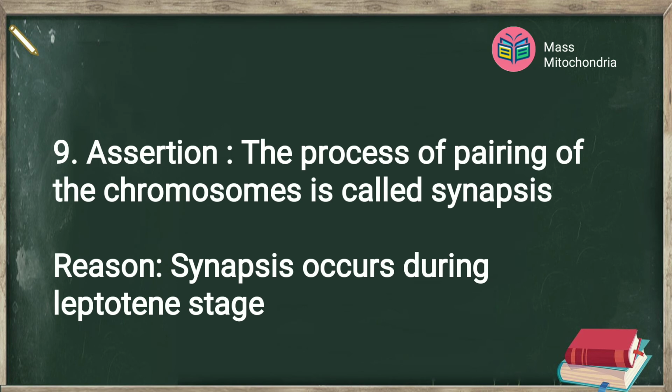Synapsis is accompanied by formation of a complex structure, that is the synaptonemal complex. This complex is formed by a pair of synapsed homologous chromosomes that we call a bivalent or a tetrad. So option C is the correct answer. Assertion is correct and the reason is wrong.